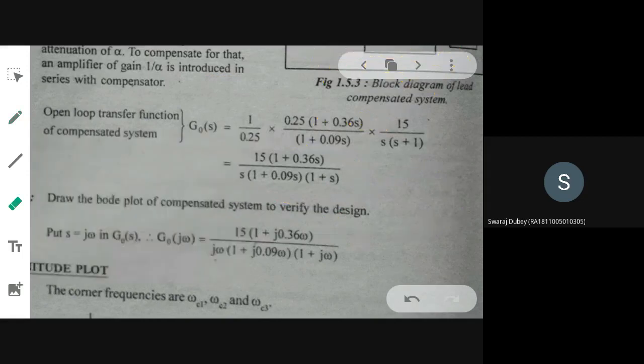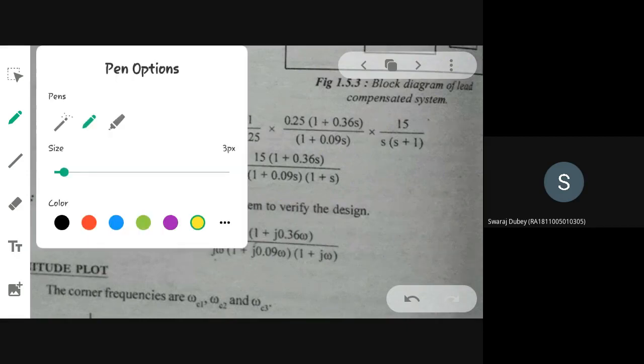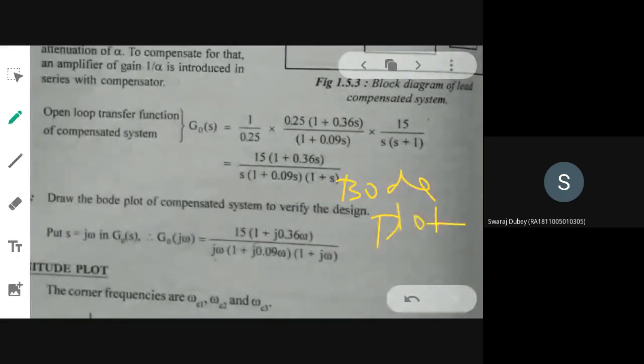And for the lag compensator, I just substituted omega GC, found out gamma, and found that it is equal to the desired value. But here in this case, you cannot do that simple substitution. Here you have to draw a second Bode plot for the compensated system. This is what makes lead compensator problems a little tedious, because it takes more time. Two Bode plots you have to draw.